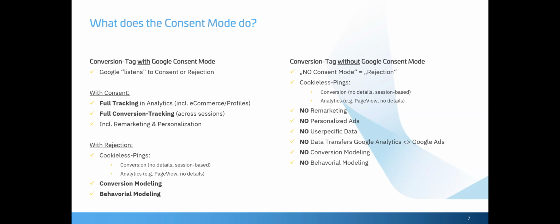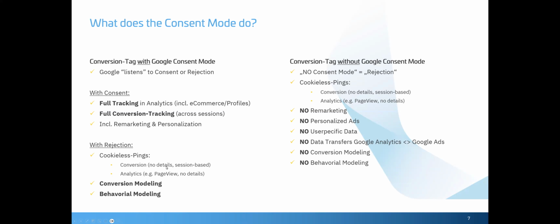It will do the remarketing, and it will do the personalization. Basically everything as you know it, right? If you give consent and you have the consent mode, everything will remain the same. If the user rejects, what will happen in the future is Google will send cookieless pings. That's basically just a fancy word for sending data to Google, but in this case, sending data without setting cookies, so to say. That's the difference. Google will track the conversion itself, but without details.